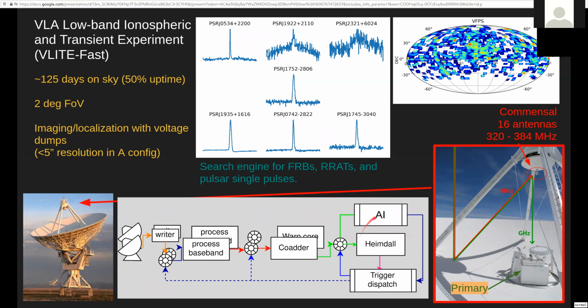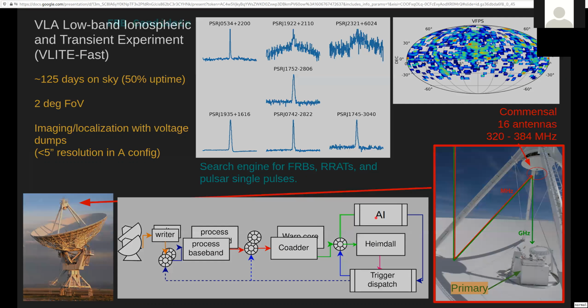by Heimdall. We also have an indigenously developed convolutional neural network machine learning solution, which determines if a given trigger is good or bad. If it's bad, it doesn't do anything. If it's good, it triggers the dumps.